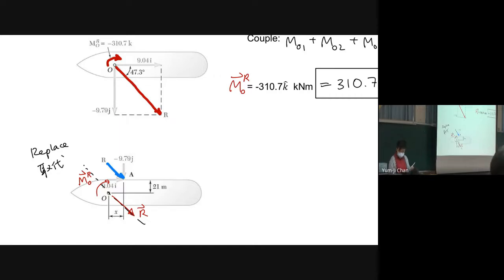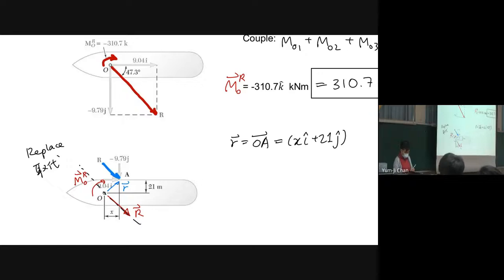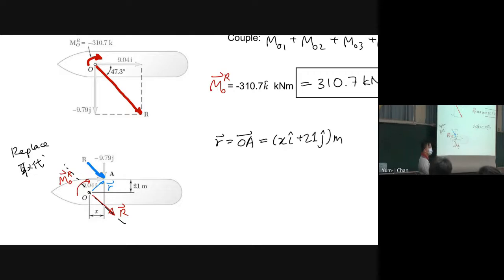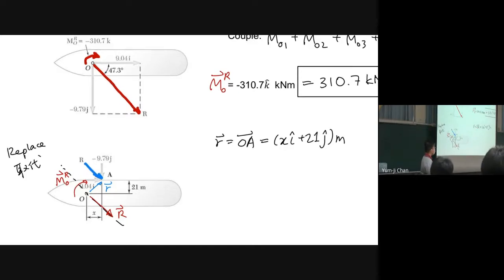It means that for this force at point A, we have the moment arm r here, with respect to O. r is equal to OA, equal to xi plus 21j meter. The unknown is x here.